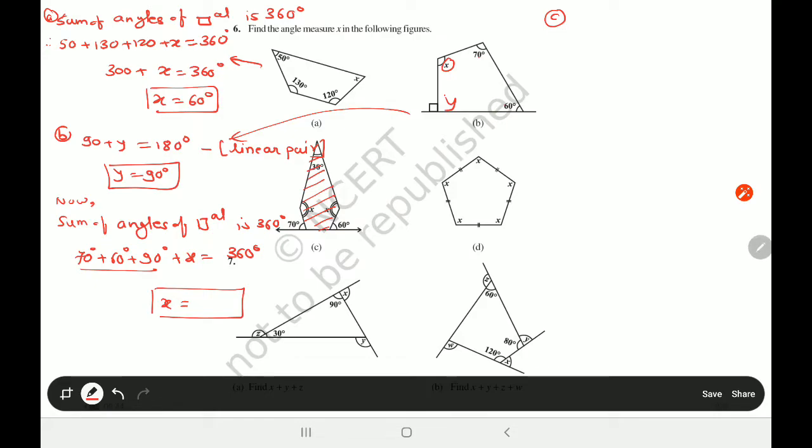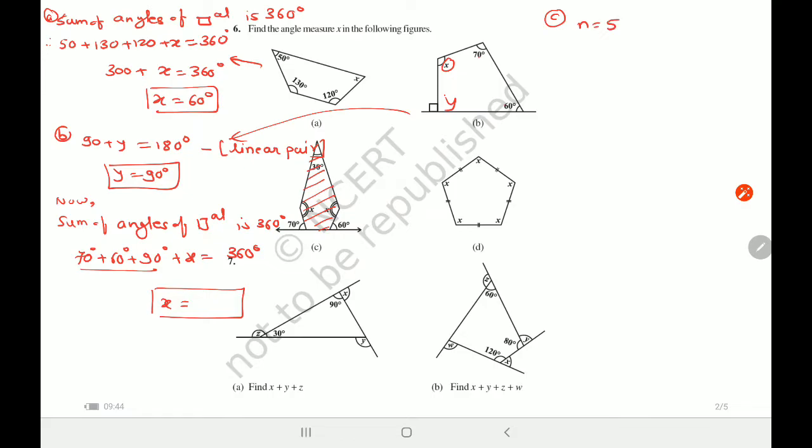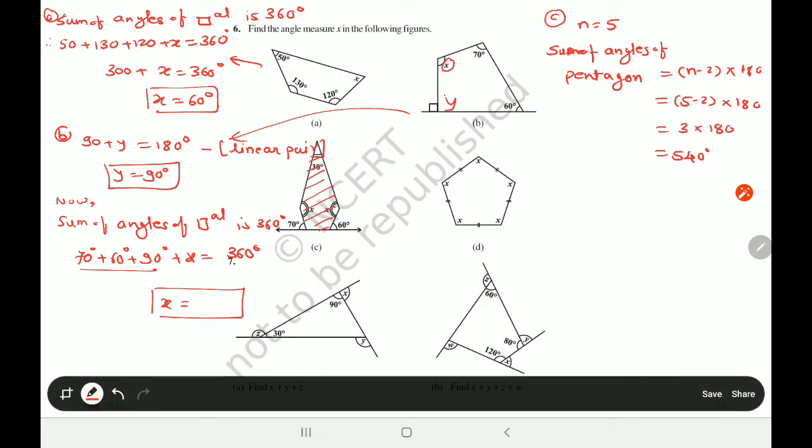So for the sum of angles of a pentagon, n is equal to 5. What is the formula? The sum of angles of a pentagon is equal to n minus 2 into 180. Am I correct? So what is n minus 2? It is 5 minus 2 into 180. 5 minus 2 is 3 into 180. So the answer is 540. So here is 540 degrees, right? I can easily multiply and check it. So the sum of all the angles is 140. No, sorry, 540.